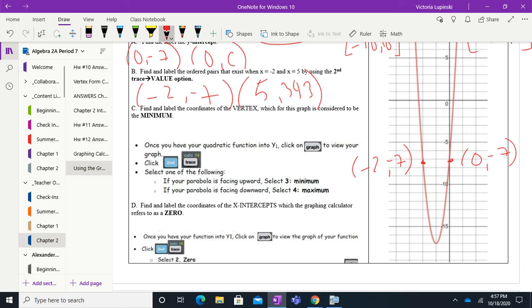Now we would like to find and label the coordinates of the vertex. And a new vocab word is the fact that this is considered to be what's called the minimum, meaning it is the lowest possible point on the quadratic. Whenever you have a parabola that's facing up, the vertex will always be the minimum. Whenever you have a facing down parabola, then your vertex will always be the maximum. So yes, we know the formula -b/2a, but the whole point of the graphing calculator is a little bit of a shortcut.